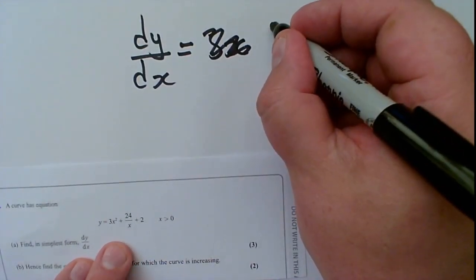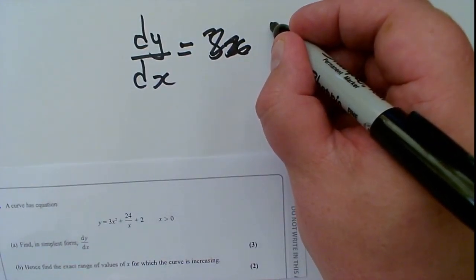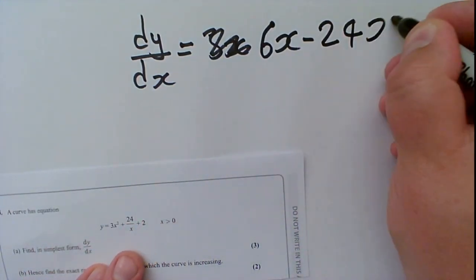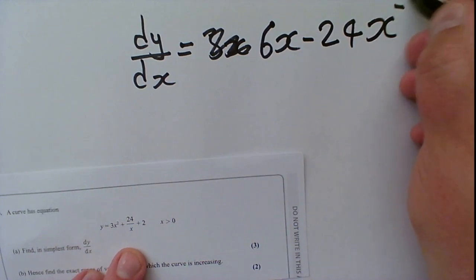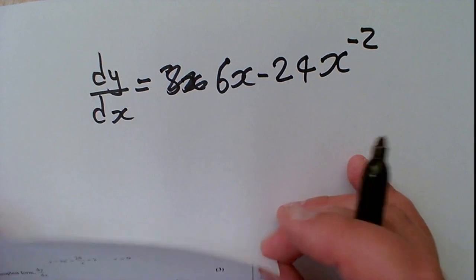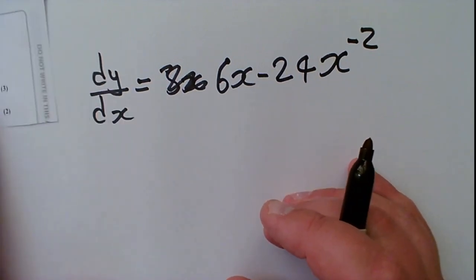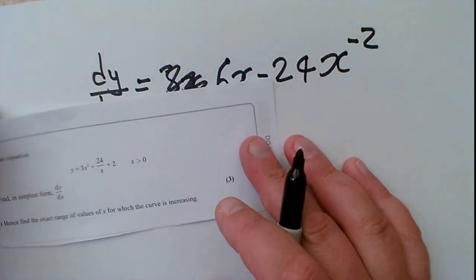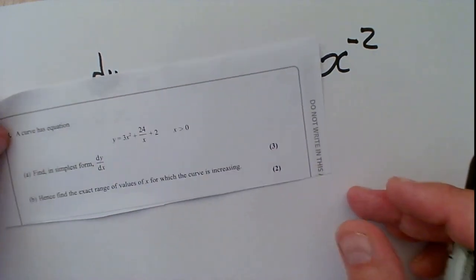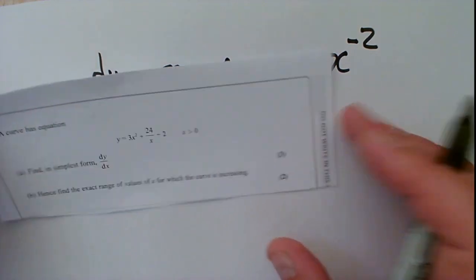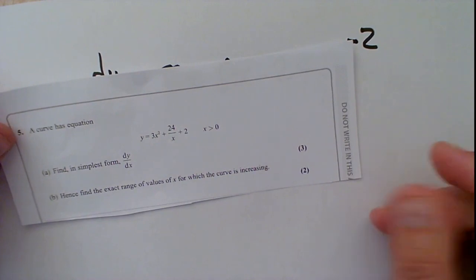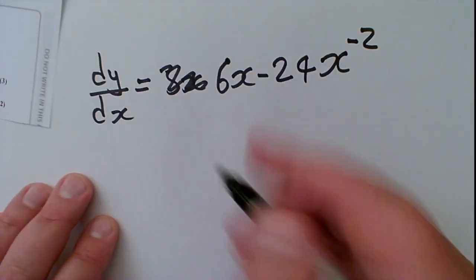So you've got, let's differentiate it, 6x minus 24x to the minus 2 is what you've got. Most people are absolutely fine with the differentiation. 3 marks for that. It's very nice. And what we've got here with this specification, they're trying to get you to apply your skills straight away. And here we've got hence find the exact range of values for which the curve is increasing. So it's a very nice idea.